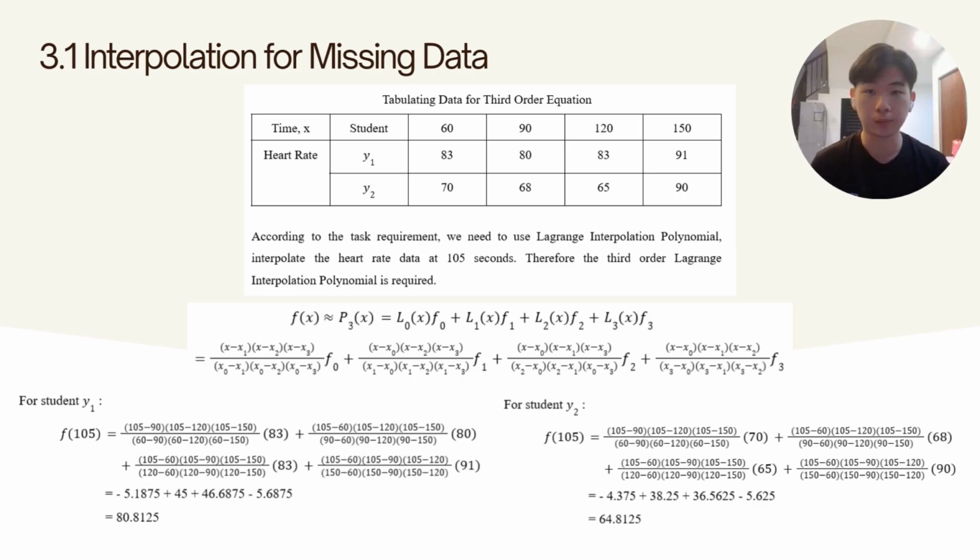Now for the interpolation of missing data, we are using the Lagrange interpolation polynomial to interpolate the heart rate data at 105 seconds. Since we are using the third order Lagrange interpolation polynomial, the 4 nearest points used are 60 seconds, 90 seconds, 120 seconds, and 150 seconds. Finally, we can calculate the value of the heart rate for student 1 as 80.8125, and for student 2 as 64.8125.